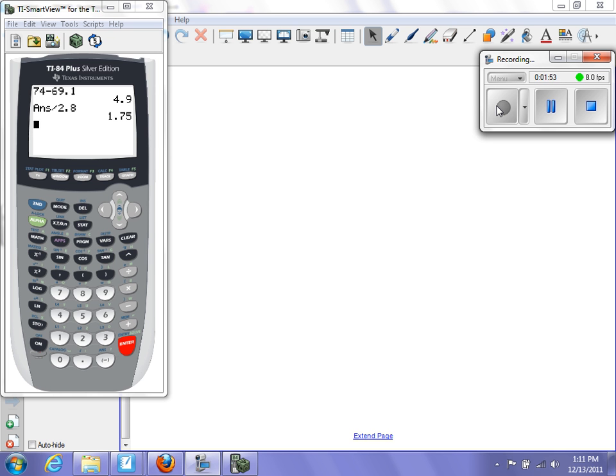So the second question is, which should be larger, the mean number of sales or the median number of sales? And explain. Anybody want to take a shot on that one? Which should be larger, the mean or the median?